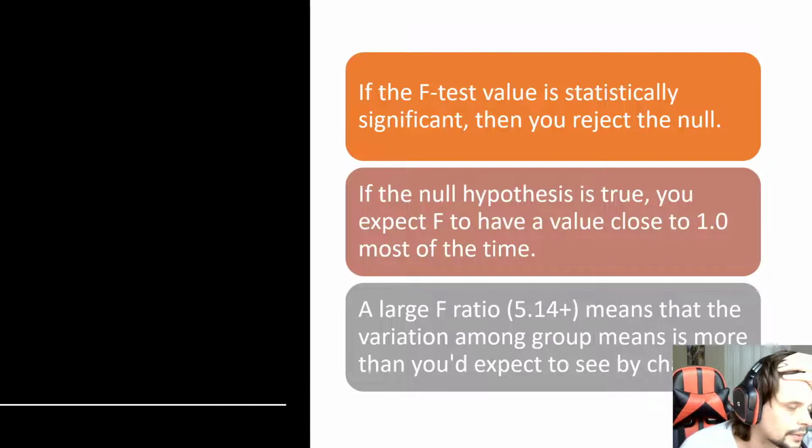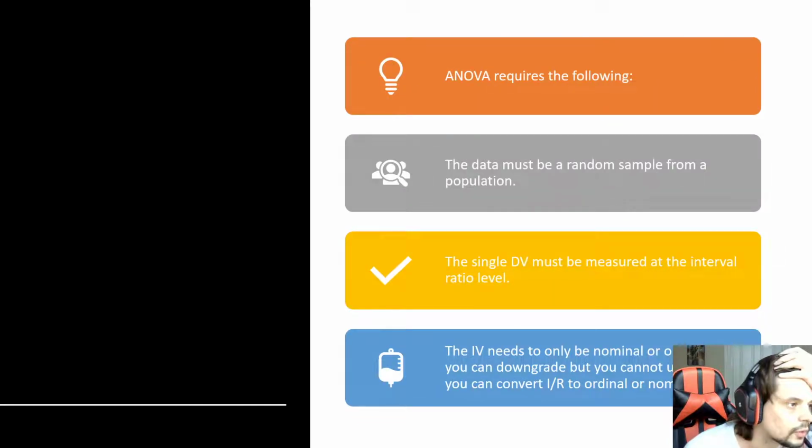If the null hypothesis is true, you can expect F to have a value close to 1. And a large F ratio, like 5.14, means that the variation among the groups is more than you'd expect to see by chance. ANOVA requires that you have a random sample from a larger population.